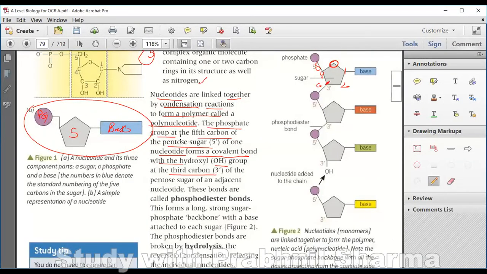So the phosphate group at the fifth carbon of the pentose sugar of one nucleotide forms a covalent bond with the hydroxyl OH group of the third carbon of the pentose sugar of an adjacent nucleoside, and this linkage is known as phosphodiester linkage. This is known as phosphodiester bond. Clear?